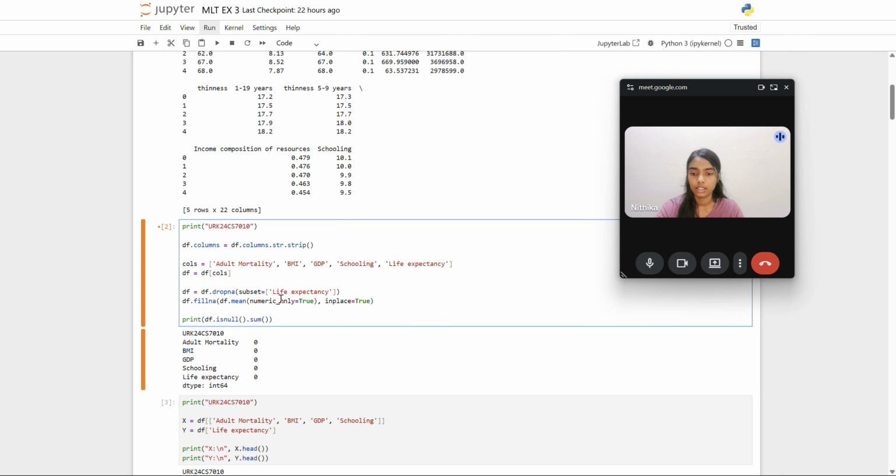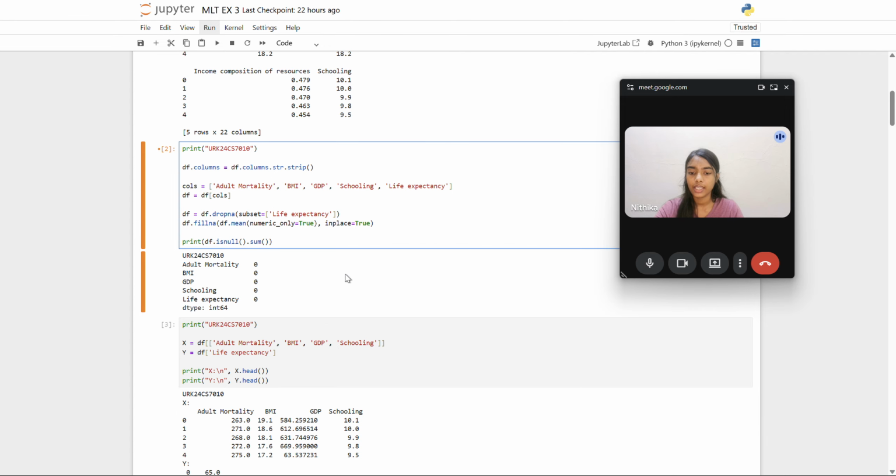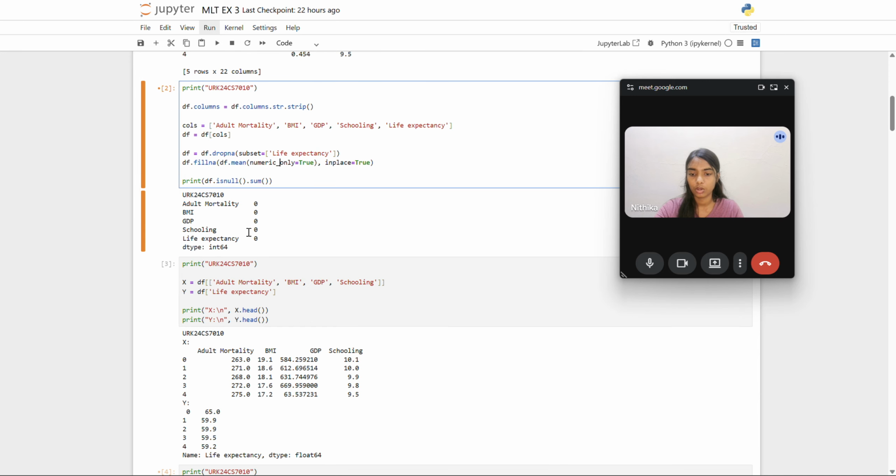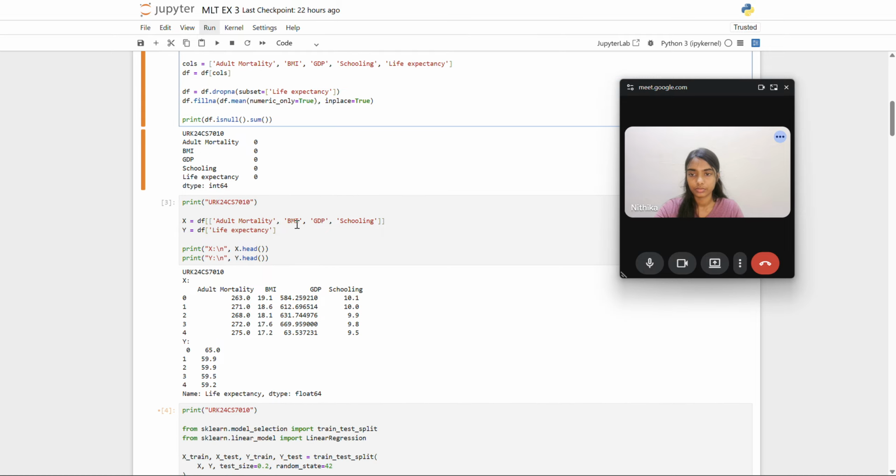Then here the extra spaces from the column names are removed. Then only the required five columns are selected. Missing life expectancy values are removed. Missing numerical values are replaced with their means. So this is the output that's generated. This shows there are no missing values after preprocessing.